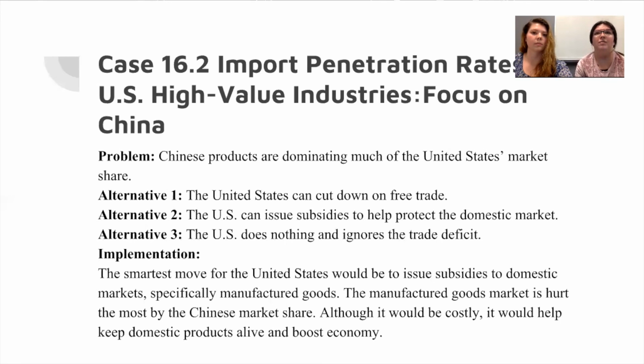So for our implementation, we've decided that the second alternative is the best for the U.S., to provide subsidies to domestic markets. Although it would be costly, it would help keep domestic products alive and boost the economy. So that is it for chapter 16.